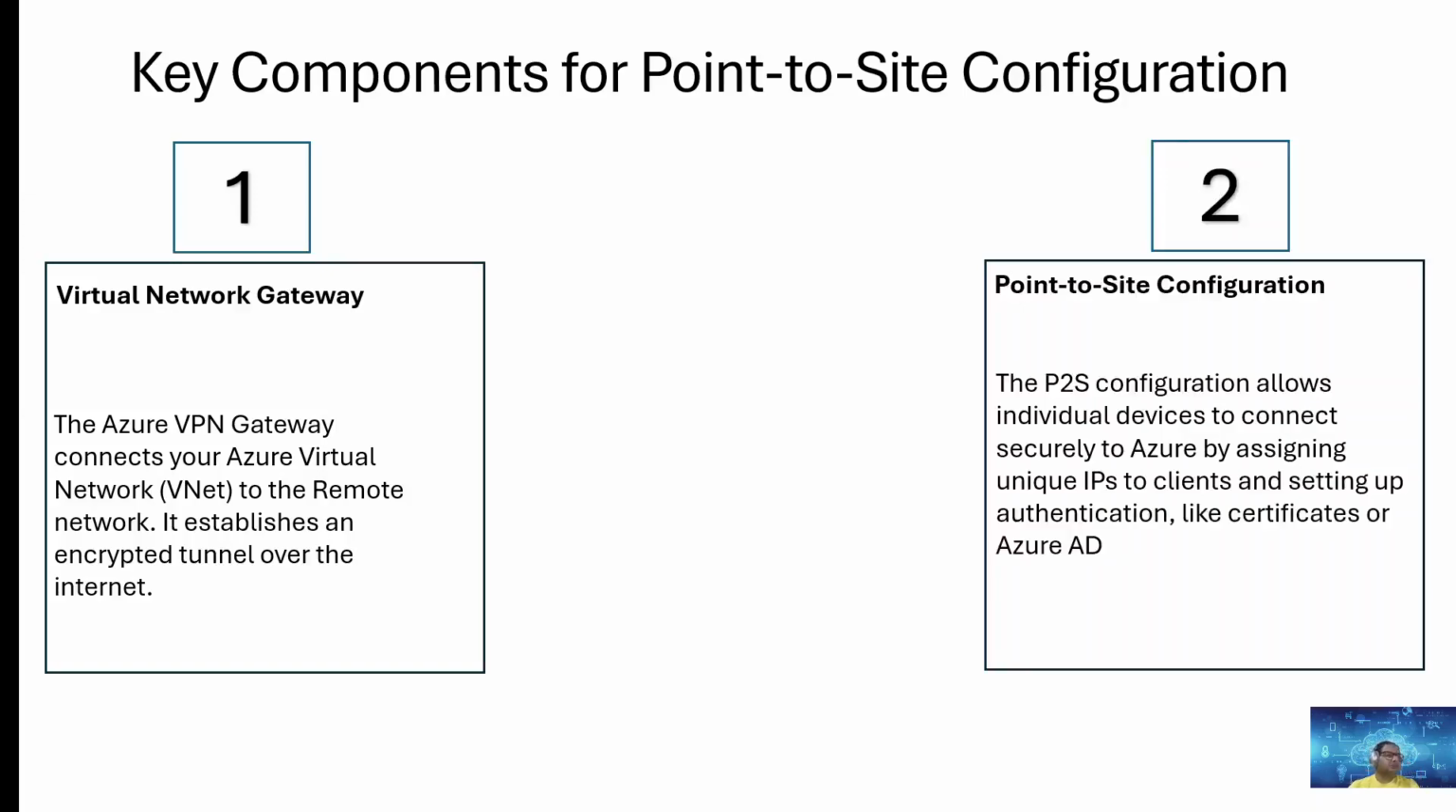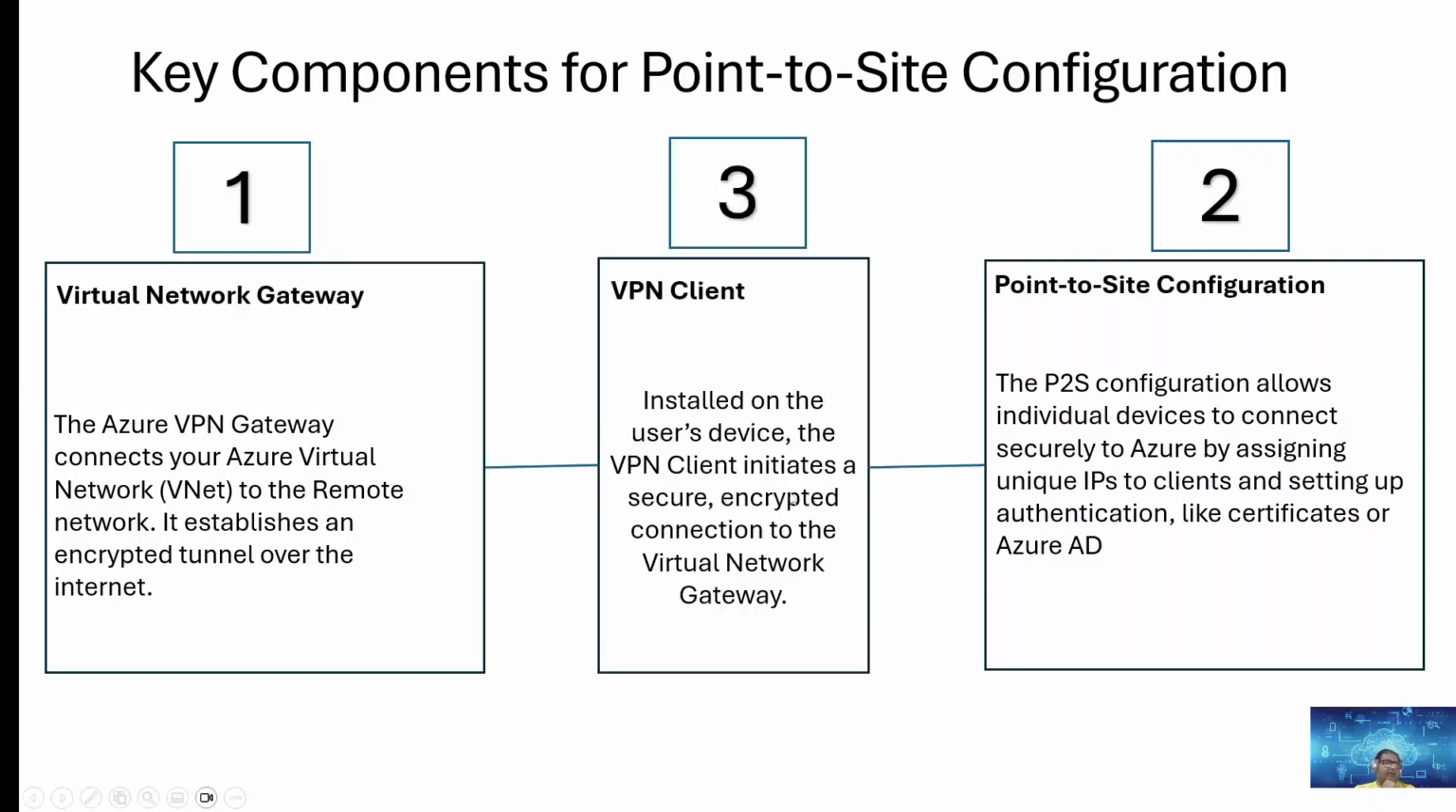Point to site configuration is the second thing. This is the configuration which allows individual devices to connect securely to Azure by assigning unique IPs to the client. Here you can also set up authentication, whether you need to be authenticated using certificates or Azure Active Directory. After configuration, you can download the VPN client and install it on the user devices, which will securely create a tunnel.